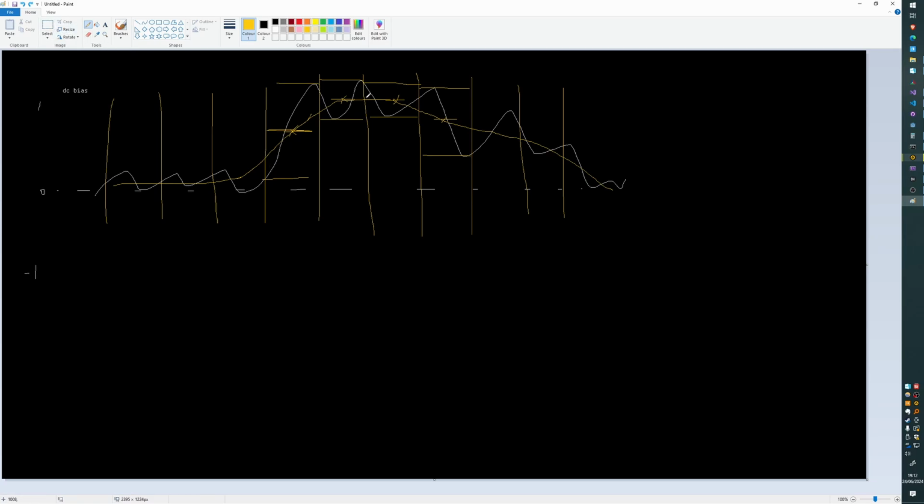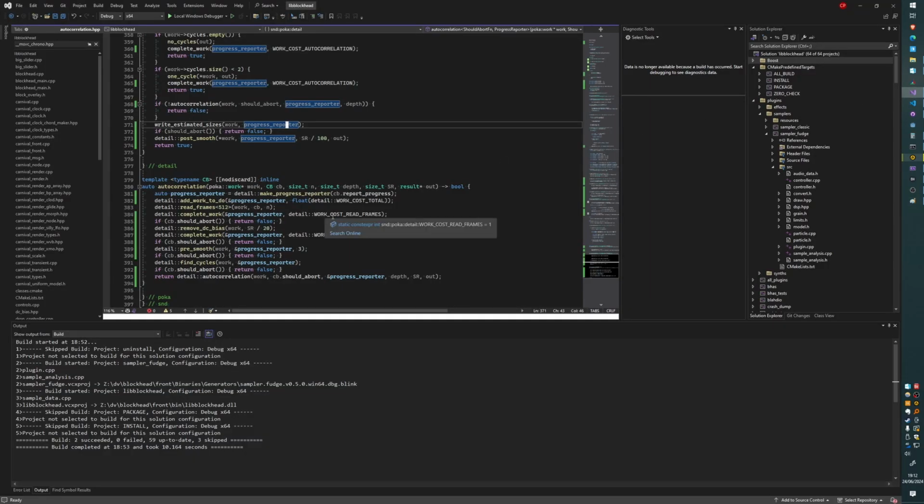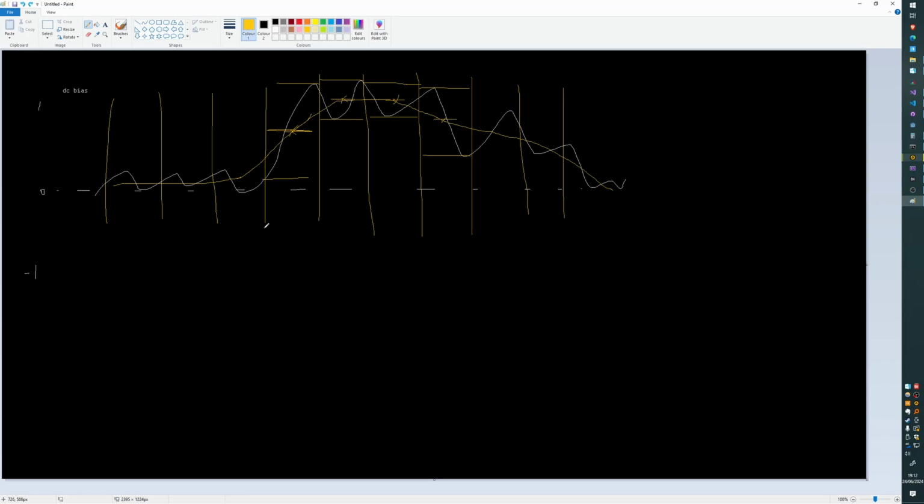And so then an obvious question is, how big should these windows be when you're doing the analysis? And what did I decide on in the end? The sample rate of the sample divided by 20. Why did I decide on that? Oh, right. Okay.